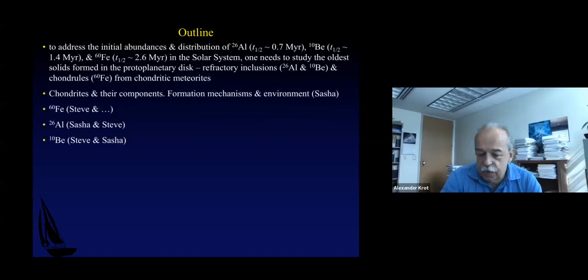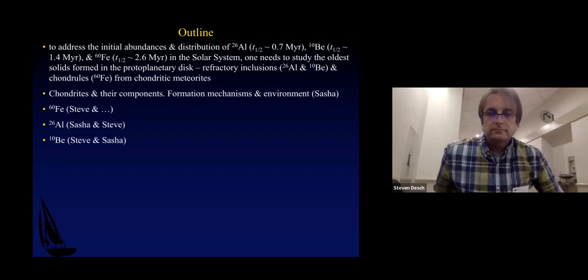So in order to address the initial abundances and distribution of these three short-lived radionuclides, aluminum-26, iron-60, and beryllium-10, we need to look at the older solids that formed in the protoplanetary disk. These include refractory inclusions, if you would like to address aluminum-26 and beryllium-10, and chondrules, if you would like to address iron-60. At first, I'll talk about chondrites and their components and what we can tell about origin and environment for the formation of refractory inclusions and chondrules.